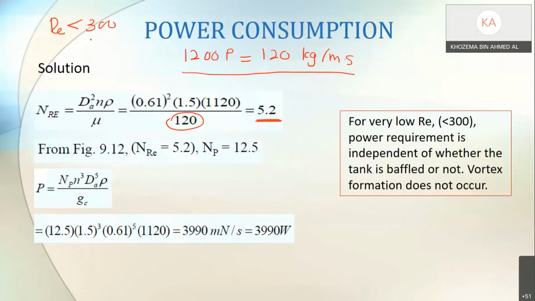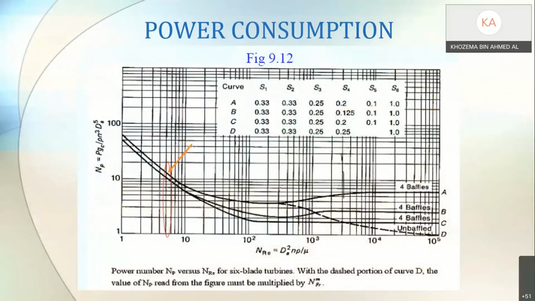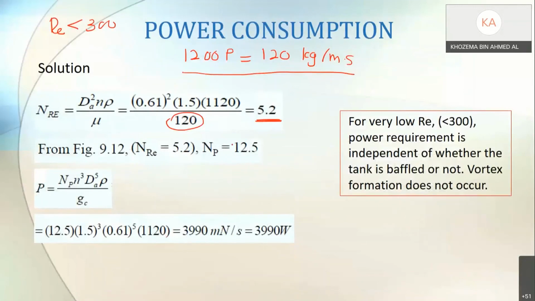So since it is less than 300, right, for very low Reynolds number, power requirement is independent of whether the tank is baffled or not baffled, right? So the formation of vortex does not occur. So we can just ignore the value of Froude number. Okay, so if we ignore the value of Froude number, we can just find the value of Np, our power number, and we'll get a value around an estimation of 12.5.